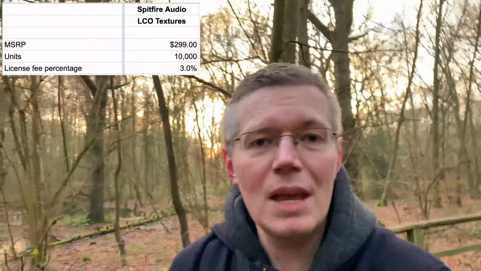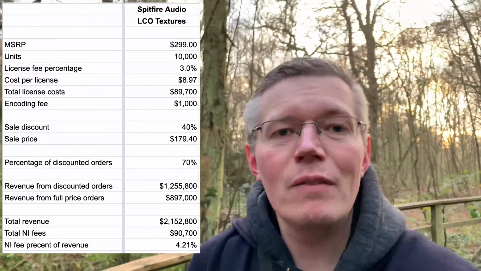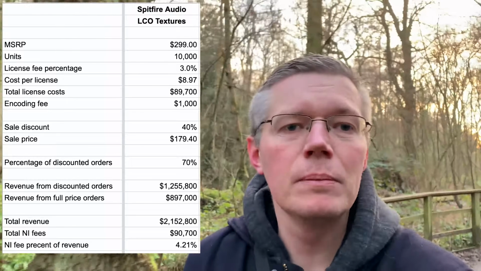So let's play this out with another library. Let's pick LCO Textures. So this is a newer library. It's a slightly lower cost, and I'm going to guess around 10,000 units sold. Again, completely made up, but it's good for this illustration. So if we run the same calculations, then the license fee is going to come out at around $90,000, and that equates to about 4.2% of the revenue. Now let's take an example of an independent sample developer, somebody like Bunker Samples.